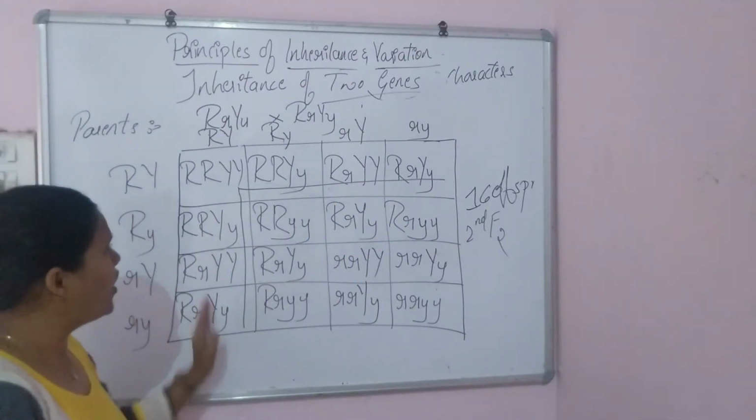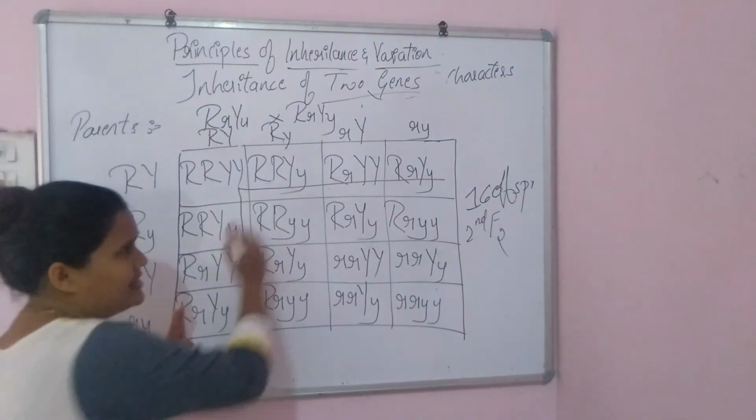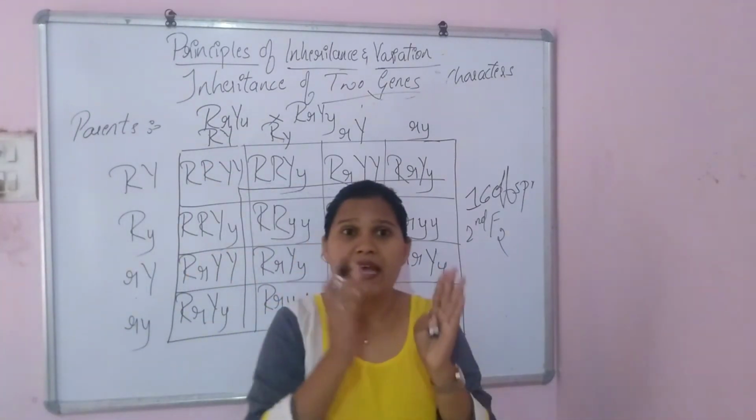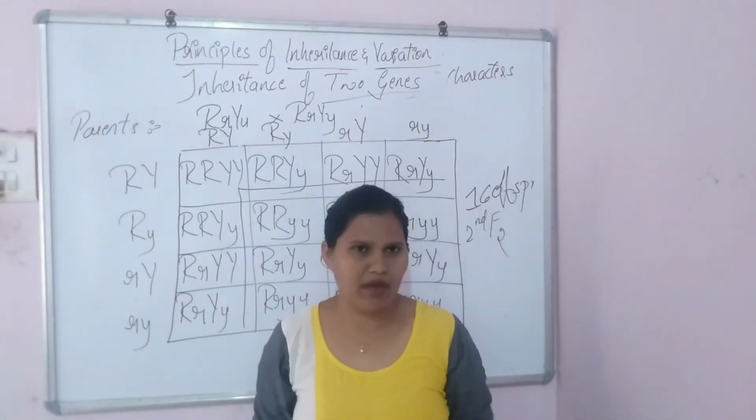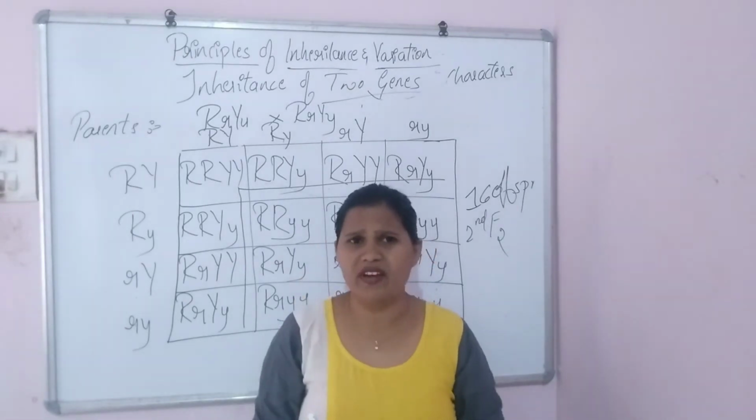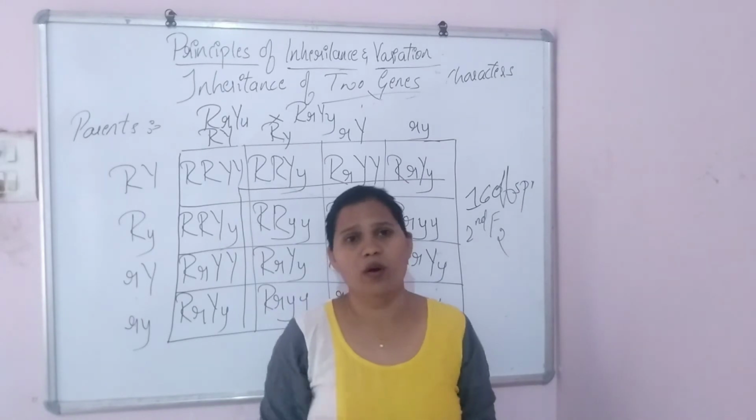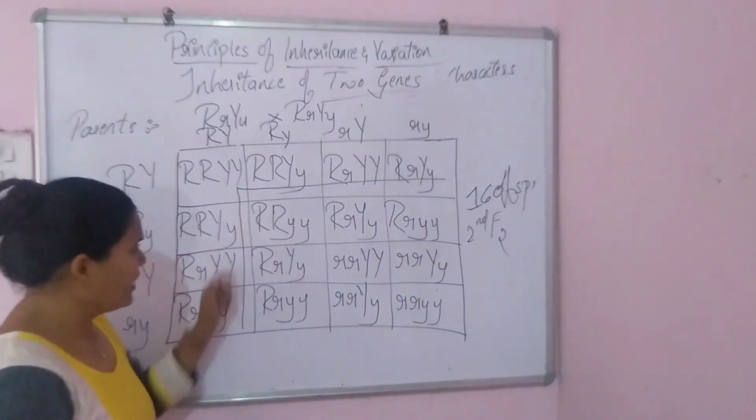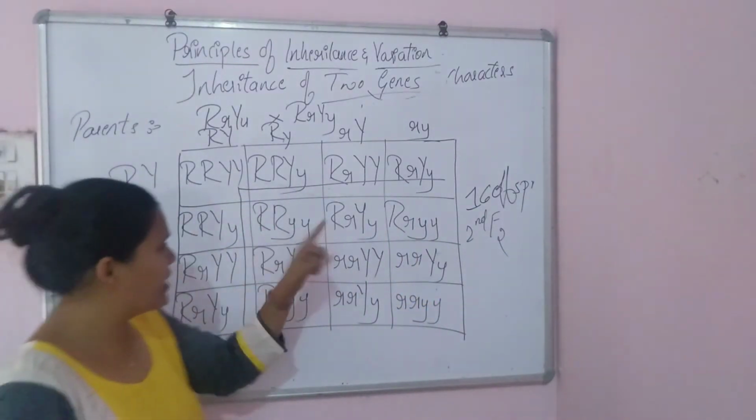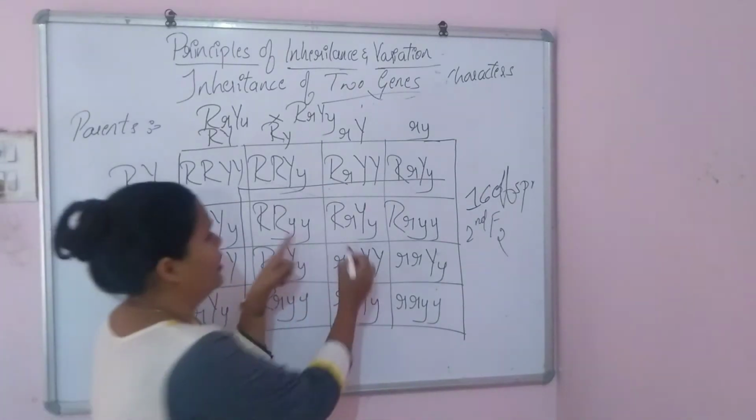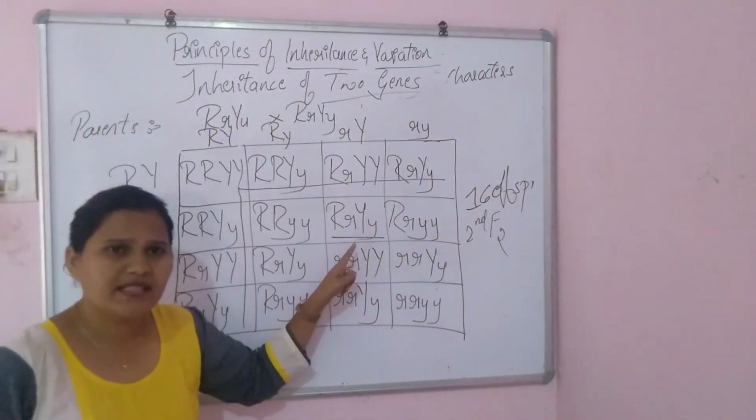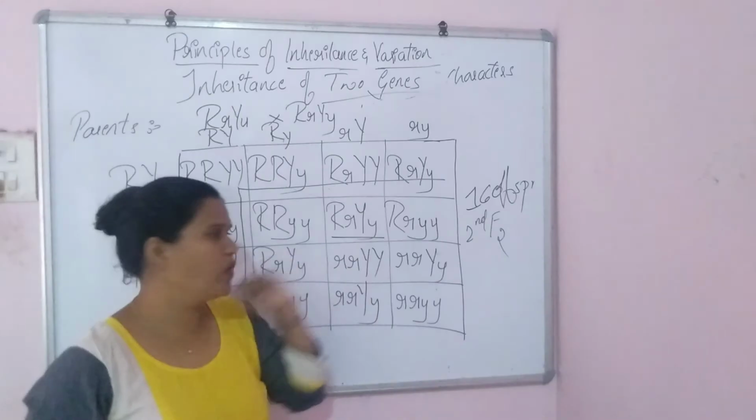This whole L-shaped line has both capital R and capital Y. In the sense they are dominant, so they are called the round yellow seeds. Any more with capital R and capital Y here? See, here also capital R and capital Y are there. Hence it is also round yellow.